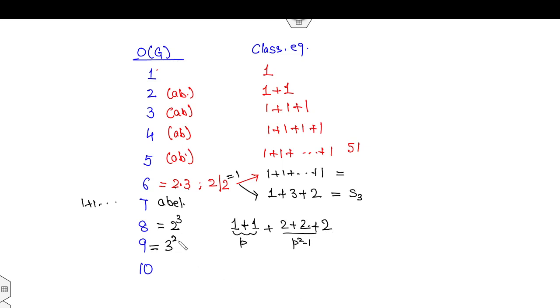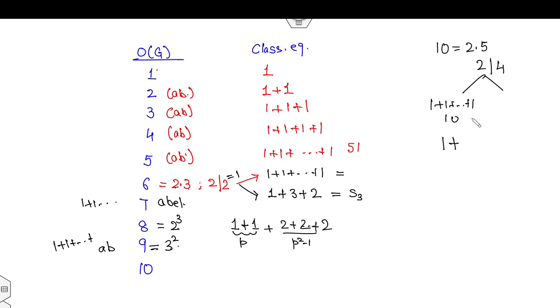9 is 3 into square. So it's again in the form of P square, which is abelian. So that's again 1 plus 1 plus 1, 9 times. 10 I can write as 2 into 5, and 2 divides 4. You have the two choices, 1 plus 1 plus 1 up to 10 times.